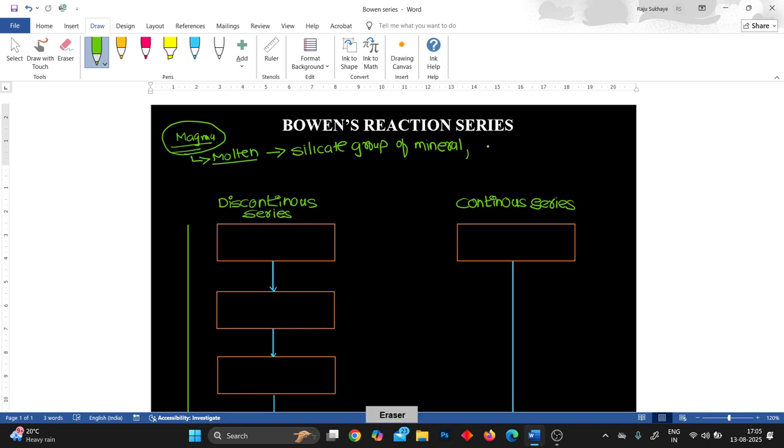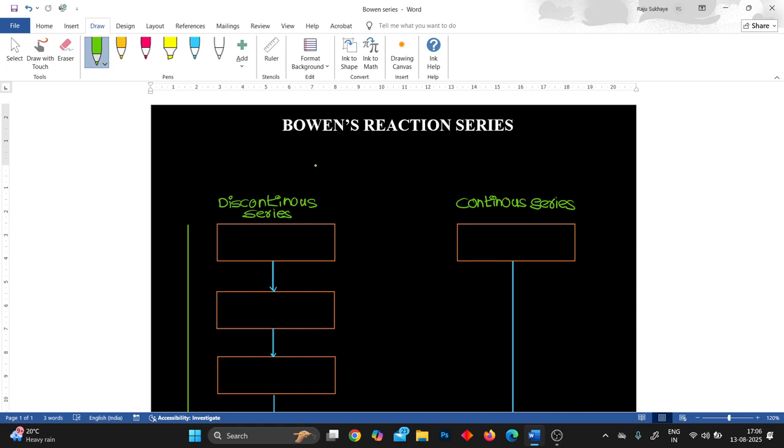Okay, so as this magma starts cooling down, with respect to temperature a particular mineral starts forming. So we'll be seeing which are those minerals and in what sequence they keep on forming. We'll be seeing them one by one.